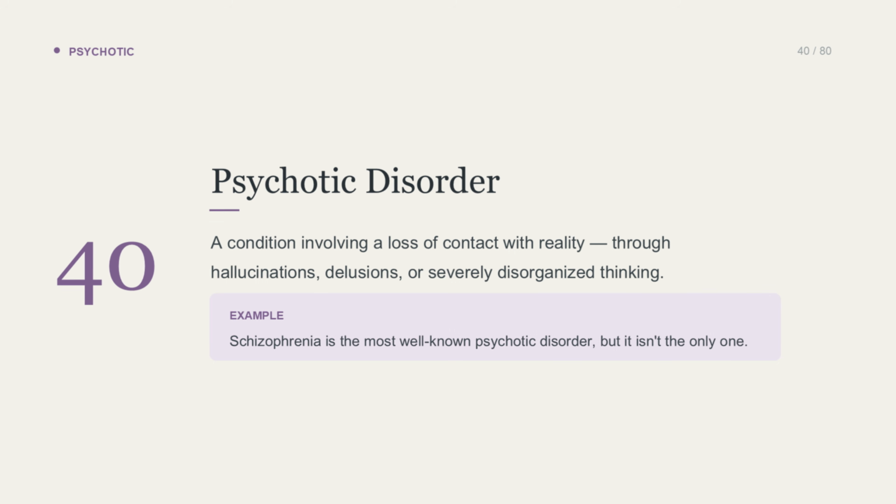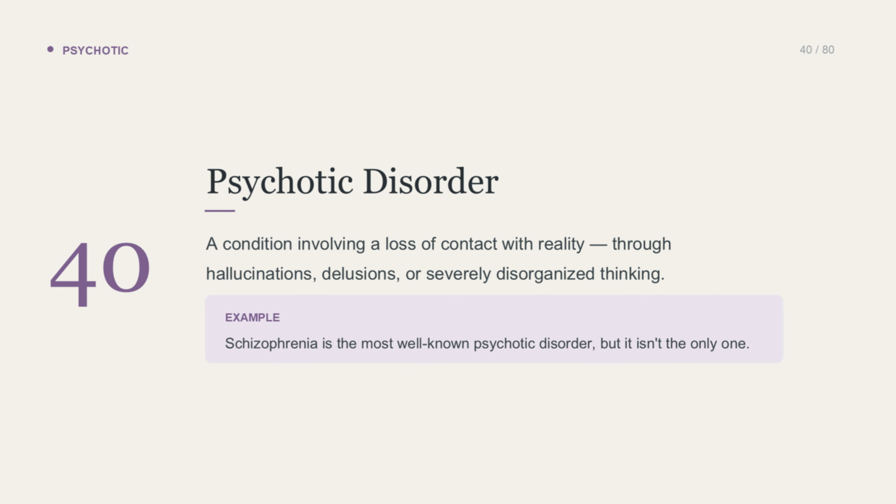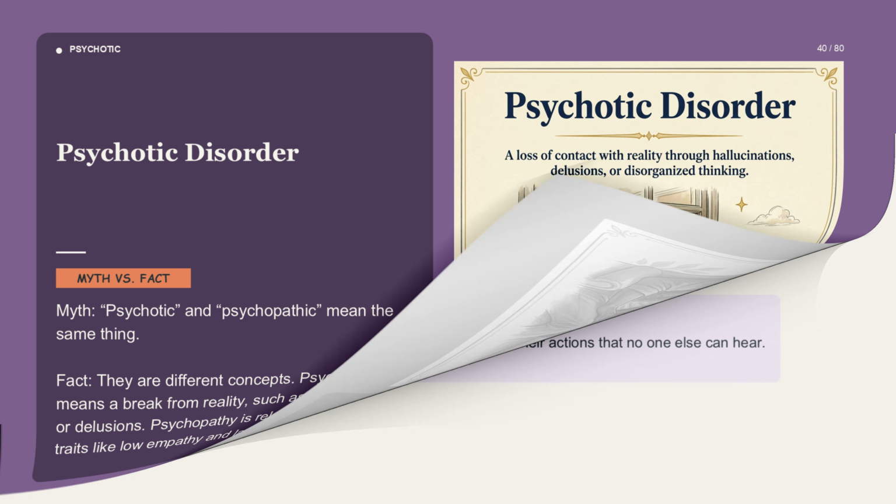40. Psychotic disorder. Psychotic disorder is a condition involving a loss of contact with reality, most often through hallucinations, delusions, or severely disorganized thinking. For example, schizophrenia is the most well-known psychotic disorder, but it isn't the only one.